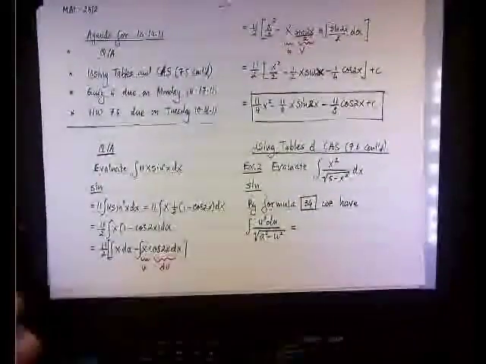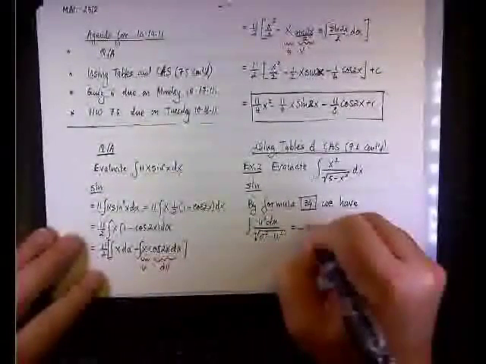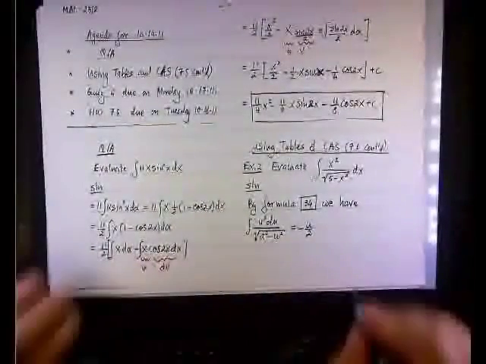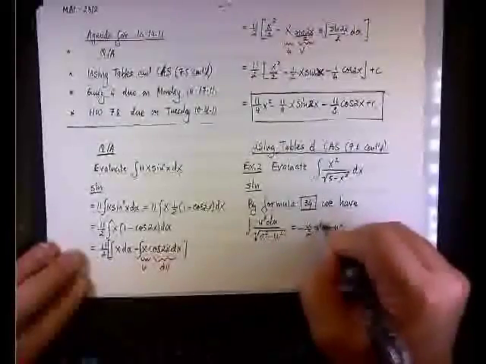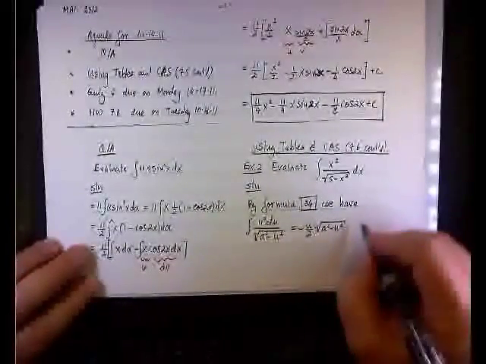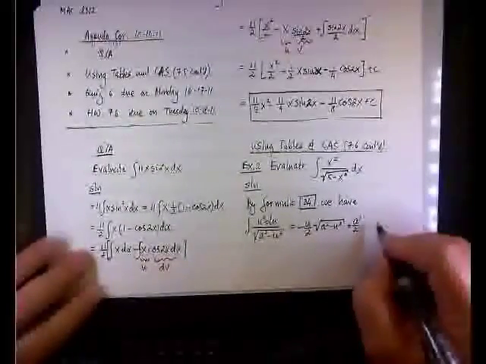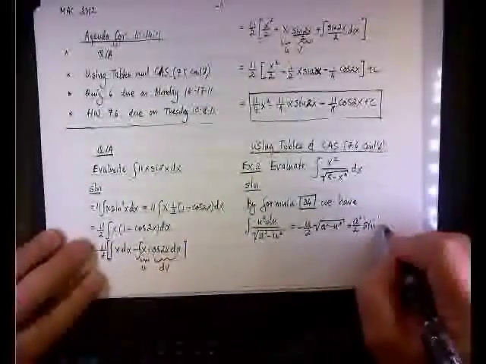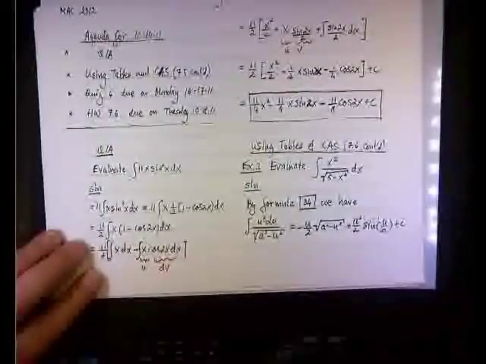This thing equals negative u over 2 times the square root of a squared minus u squared, but I think we have another term, plus a squared over 2 times the inverse sine of u over a, plus the constant c. Okay?